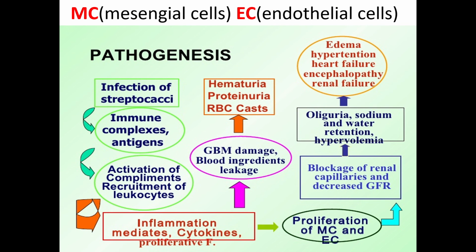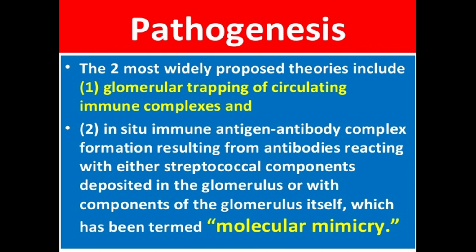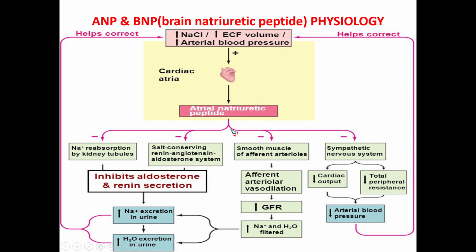Here the same things are there, and this is the pathogenesis. The two most widely proposed theories include glomerular trapping of circulating immune complexes and in situ antigen-antibody complex formation, resulting from antibodies reacting with streptococcal components deposited in the glomerulus. I have told you all this a few lines earlier.